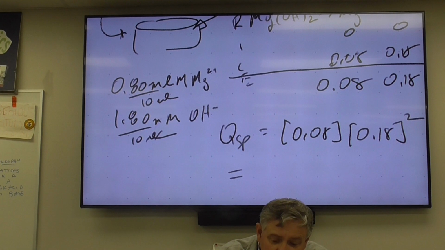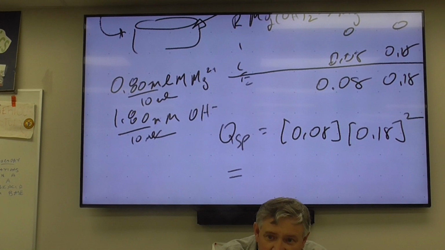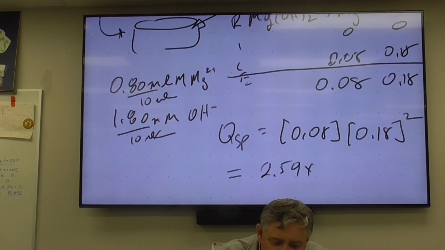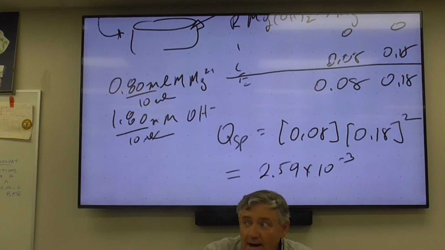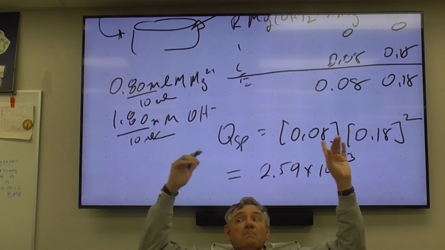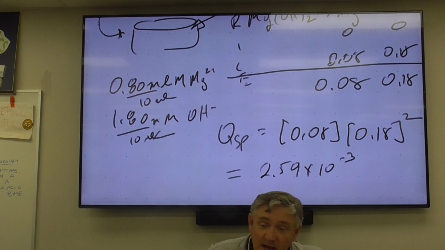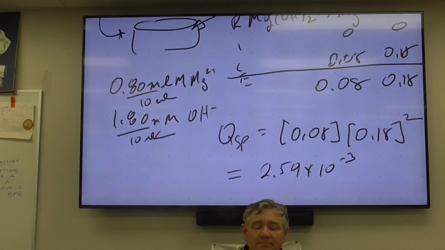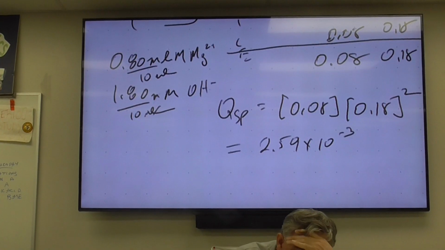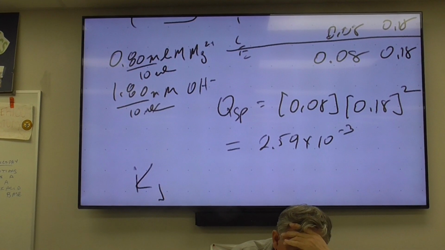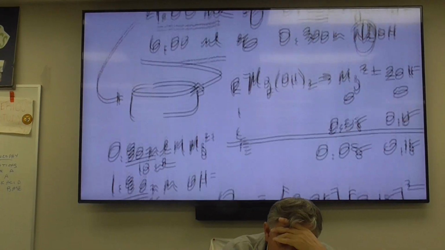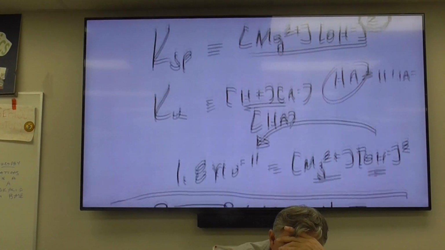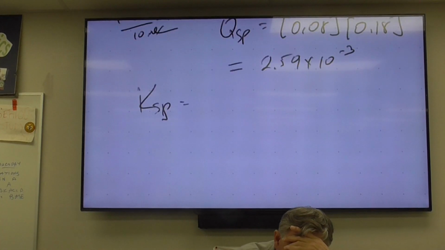So somebody take 0.18 squared times 0.08. 2.59 times 10 to the negative third. Yes. Now, at this point, Mother Nature has to decide, am I cool with this or is this bad? So, at equilibrium, the Ksp value is whatever that is. It's a really, really small number. 1.8 times 10 to the negative 11.